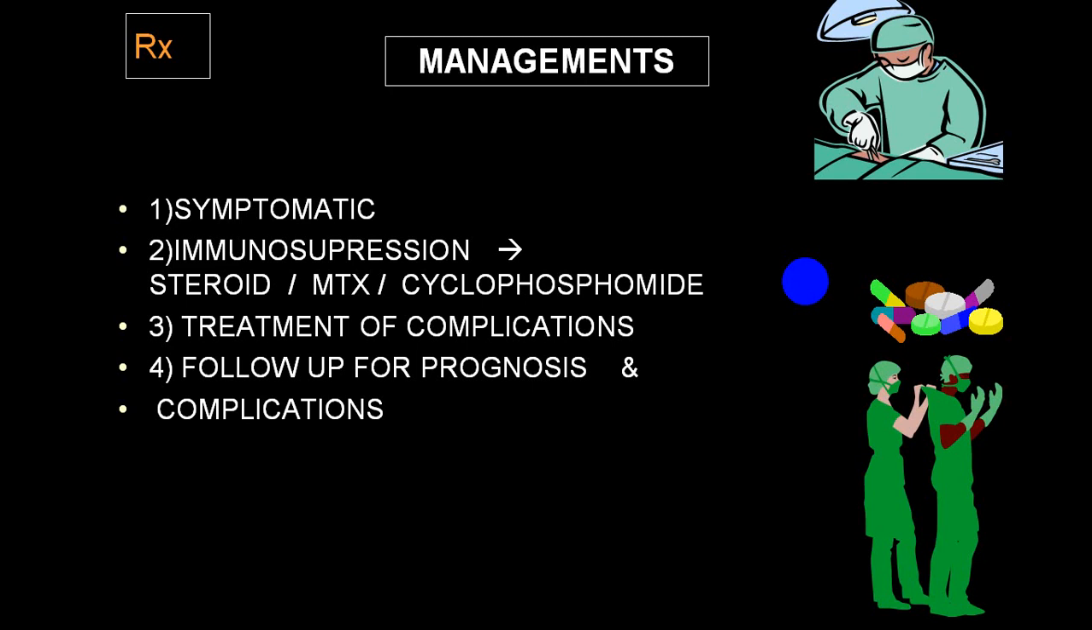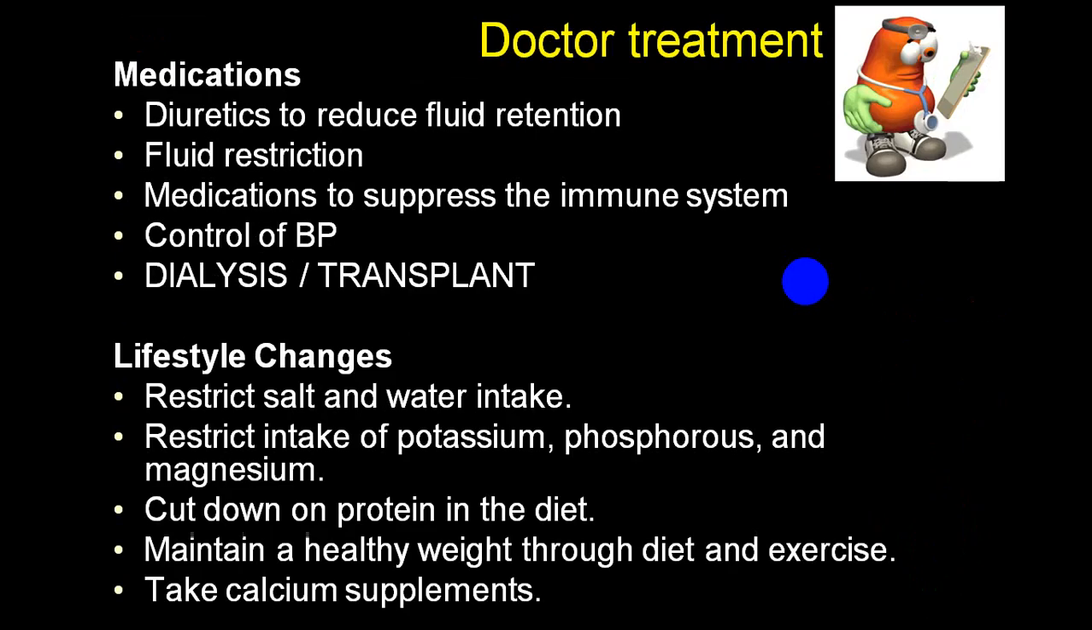If the person develops complications, you have to treat those complications, and there should be regular follow-up for prognosis, to find out whether the person is going into complications or into chronic glomerulonephritis. So the common medication utilized to control blood pressure and reduce fluid retention is diuretics. But while giving diuretics, you have to keep in mind electrolyte imbalances like hypokalemia and hyperkalemia, because potassium sparing diuretics will give rise to hyperkalemia.